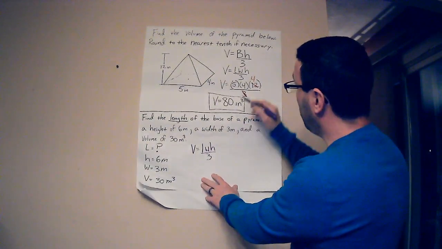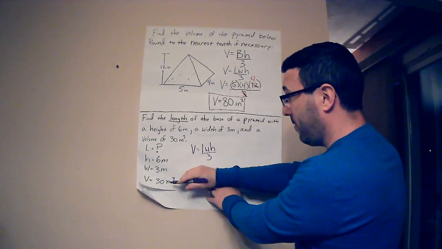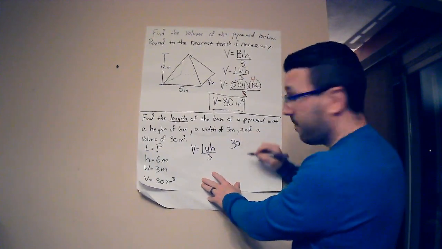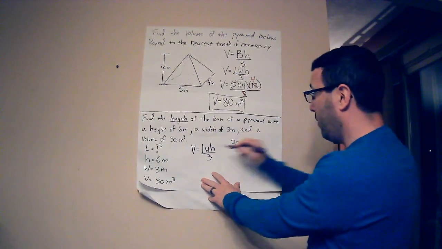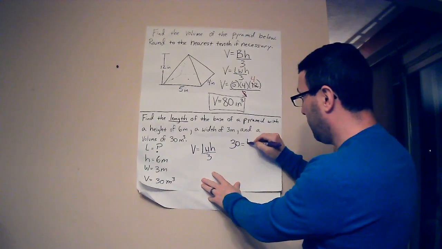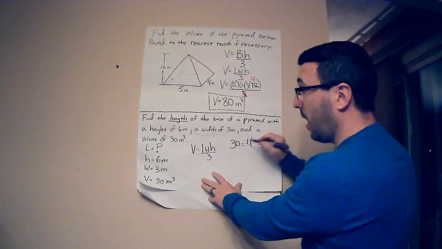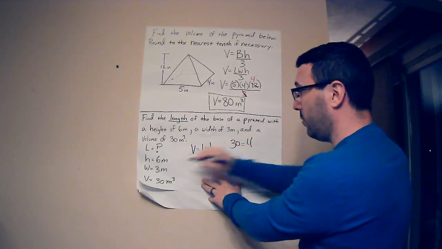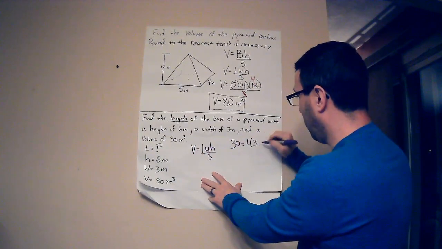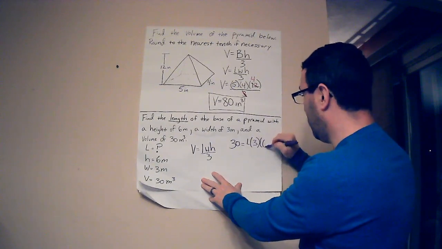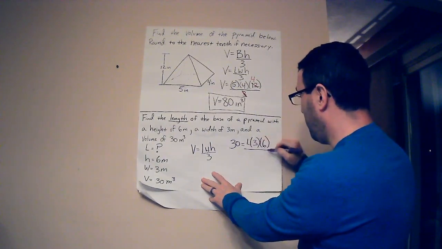So let's take a look at what we got. We have the volume. The volume is 30. We don't have the length, so I'm going to put a little L. Width is 3, and the height is 6, and we're going to be dividing by 3.